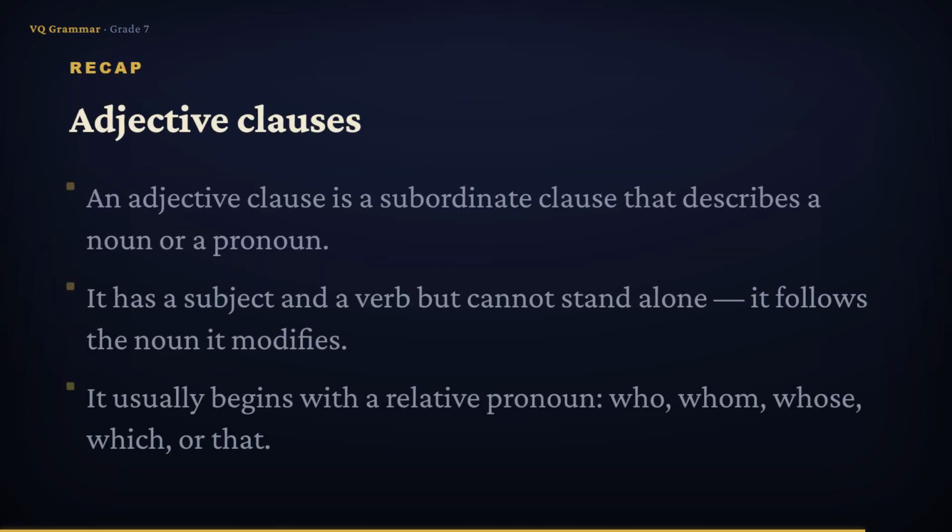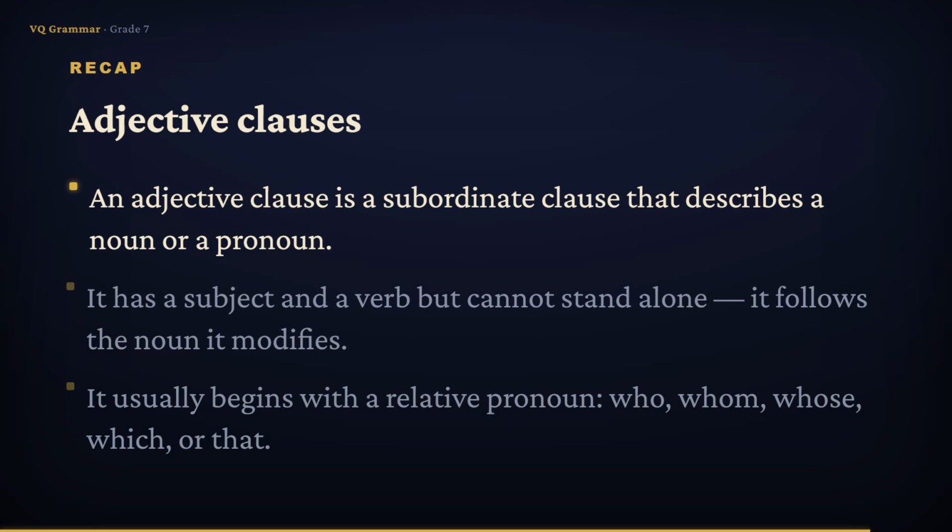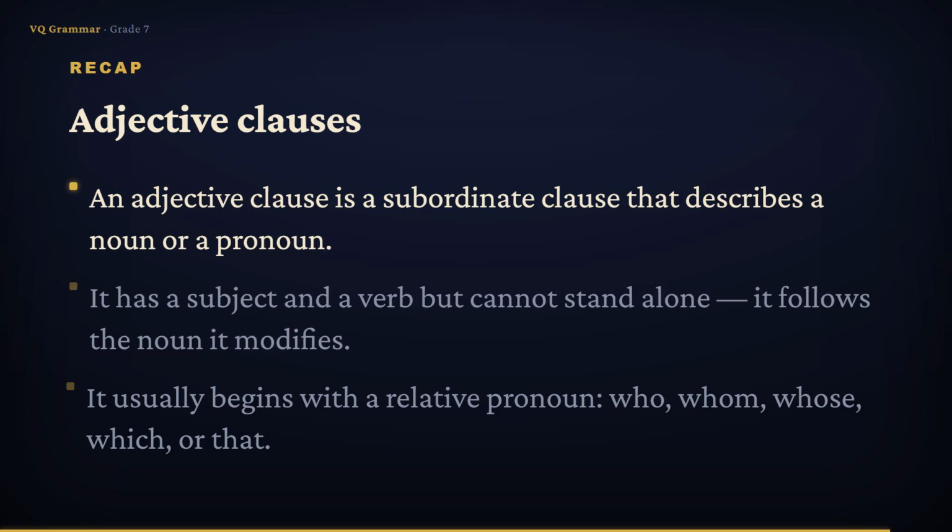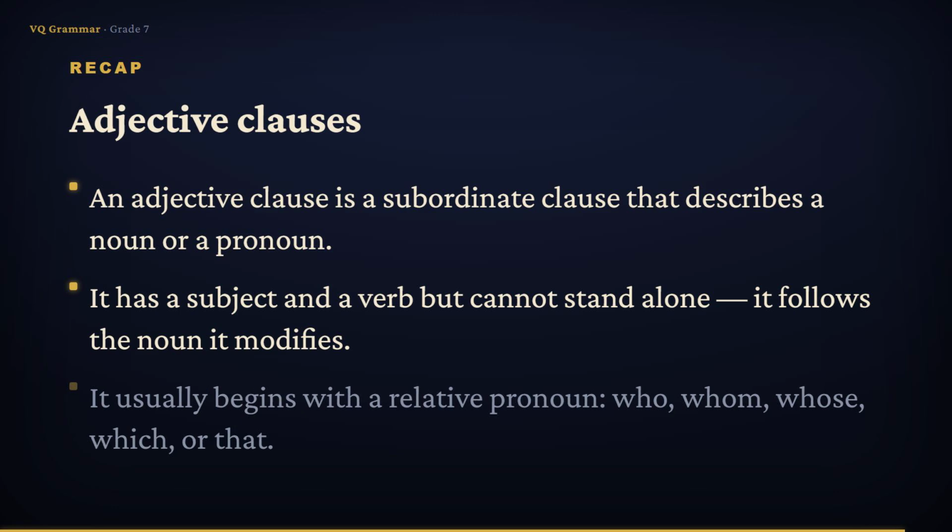Let's gather up what we learned. An adjective clause is a subordinate clause that describes a noun or a pronoun, doing the same job a single adjective does. It has its own subject and verb, but it cannot stand alone. And it follows the noun it modifies, pointing right back to it. And it usually begins with a relative pronoun, one of who, whom, whose, which, or that. The words where and when can start one too. Find the noun, find the clause that describes it, and you've got it.